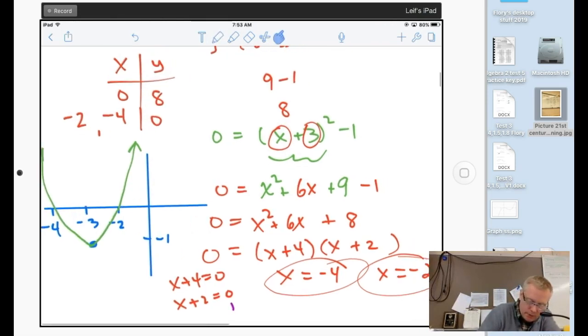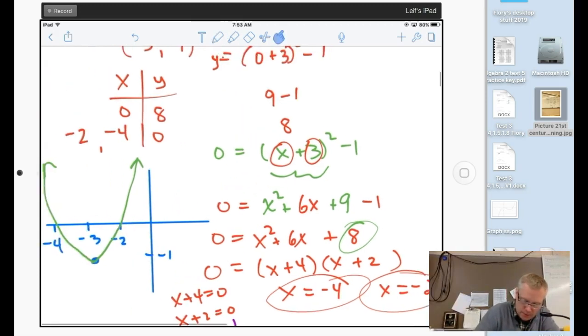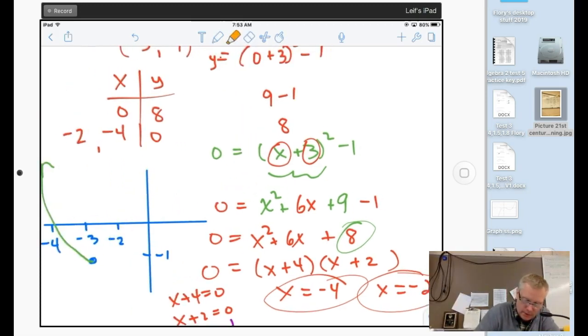Oh yeah, one more thing. I made a mistake up top there when I said the y-intercept. The y-intercept is going to be 8. So I should make my parabola here hit 8. I'm going to say 8's right here. It's going to go through here and then go through there. Okay.